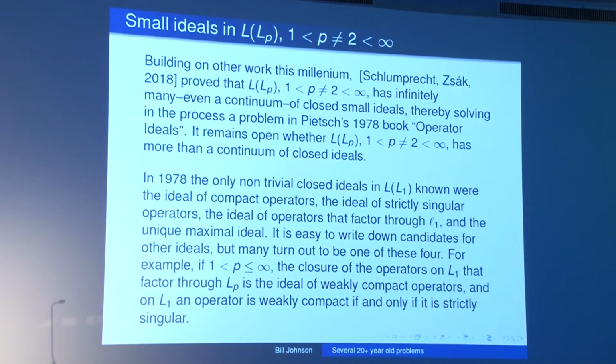For example, suppose you take all the operators on capital L1 that factor through capital LP. It turns out when you close this up, you get the set of weakly compact operators. And weakly compact is the same as strictly singular on L1 because L1 has something called the Dunford-Pettis property.